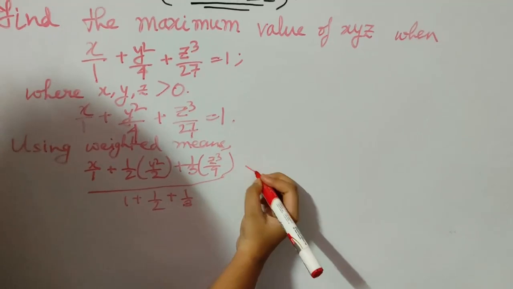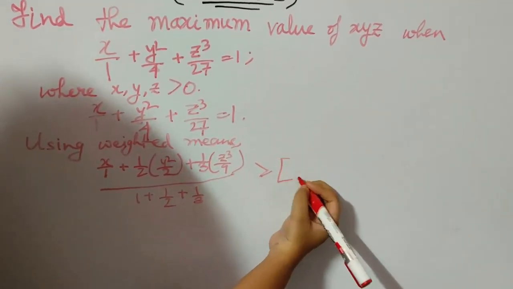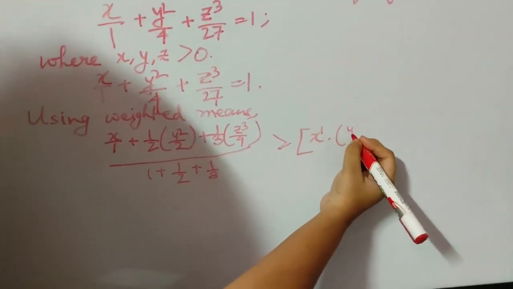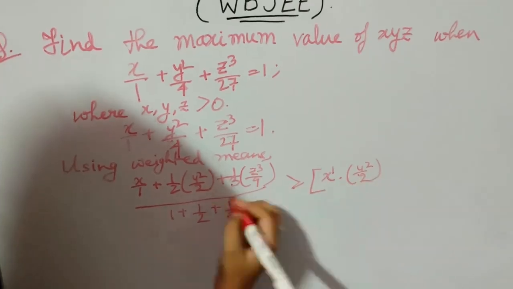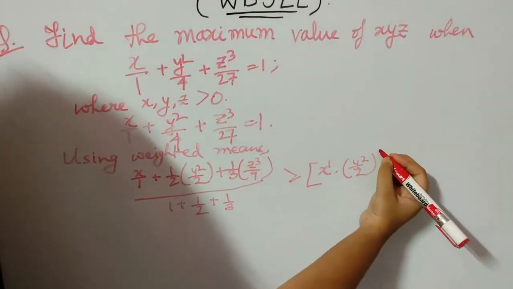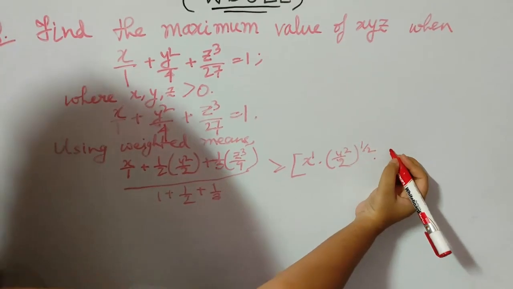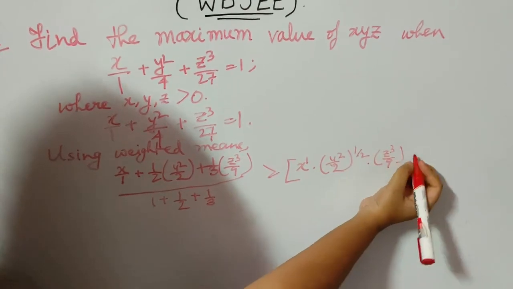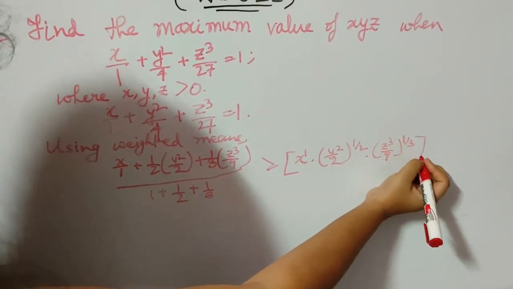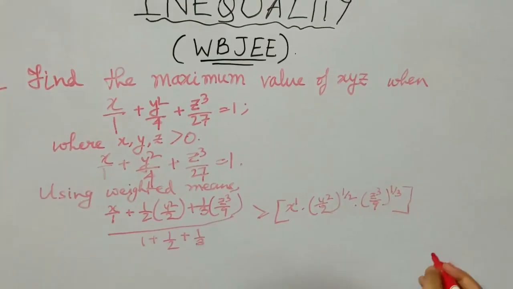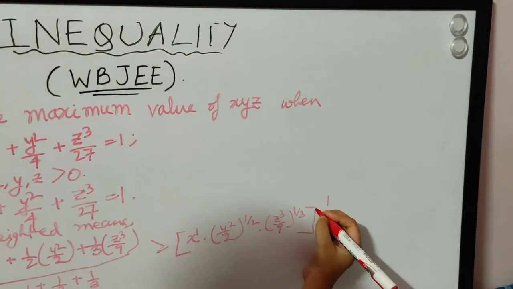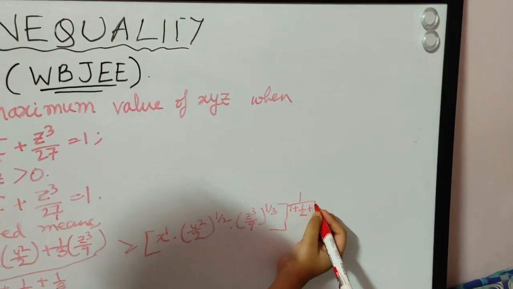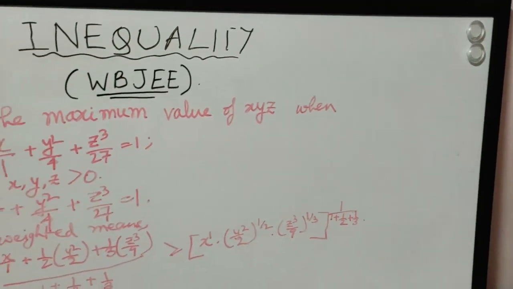This should be greater than or equal to x to the power 1 into (y square by 2) to the power of this weight, that is half, into (z cube by 9) to the power 1 by 3, and this whole to the power 1 by (1 plus half plus 1 by 3). This is by the concept of weighted means.